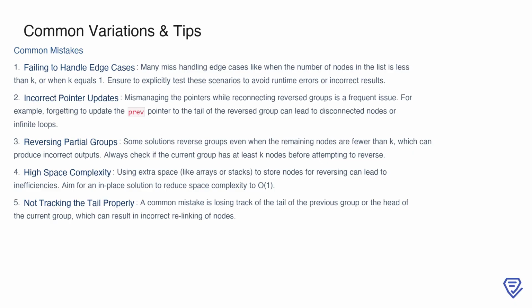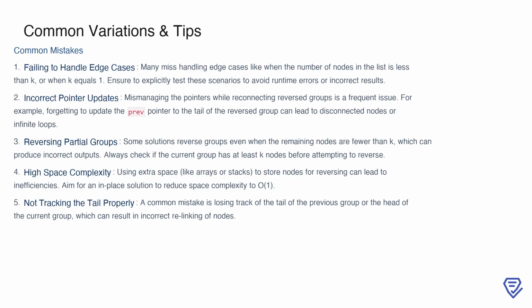When working on the reverse nodes in k-group problem, there are several common mistakes to watch out for. First, failing to handle edge cases can trip you up. For example, if the number of nodes in the list is less than k, or if k equals 1, special handling is required to ensure the solution doesn't return incorrect results or crash. Always account for these scenarios explicitly in your code.